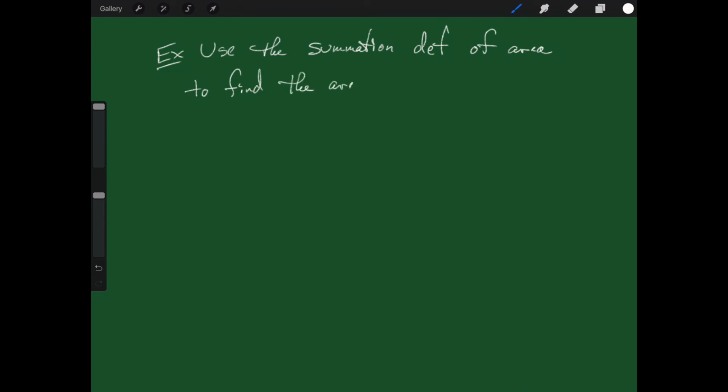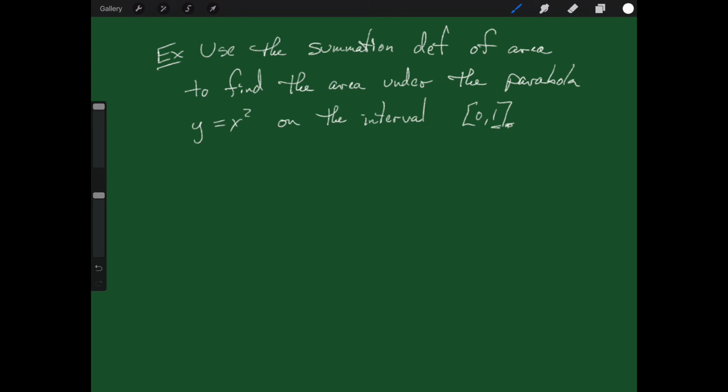So here's the example problem that I would like to do. Let's use the summation definition of area to find the area under the parabola y equals x squared on the interval (0 to 1).